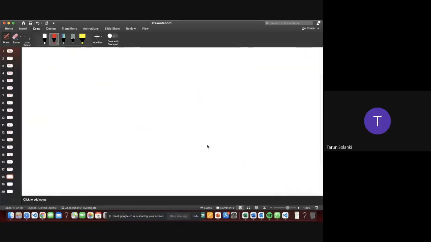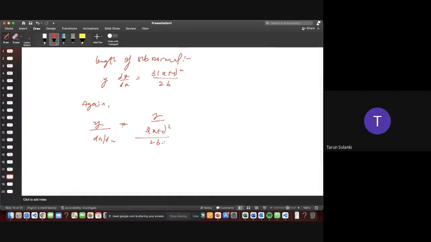Okay, so next, length of subnormal. Subnormal is y dy by dx, which equals 3 (x plus a) whole square by 2b. Again, the subtangent is y by dy by dx, which equals y over 3 (x plus a) whole square by 2by. So you can write this as 2by square over 3 (x plus a) whole square, right? So corresponding to this, we can write subtangent whole square equals 4b square y square by 9 (x plus a) to the power 4.